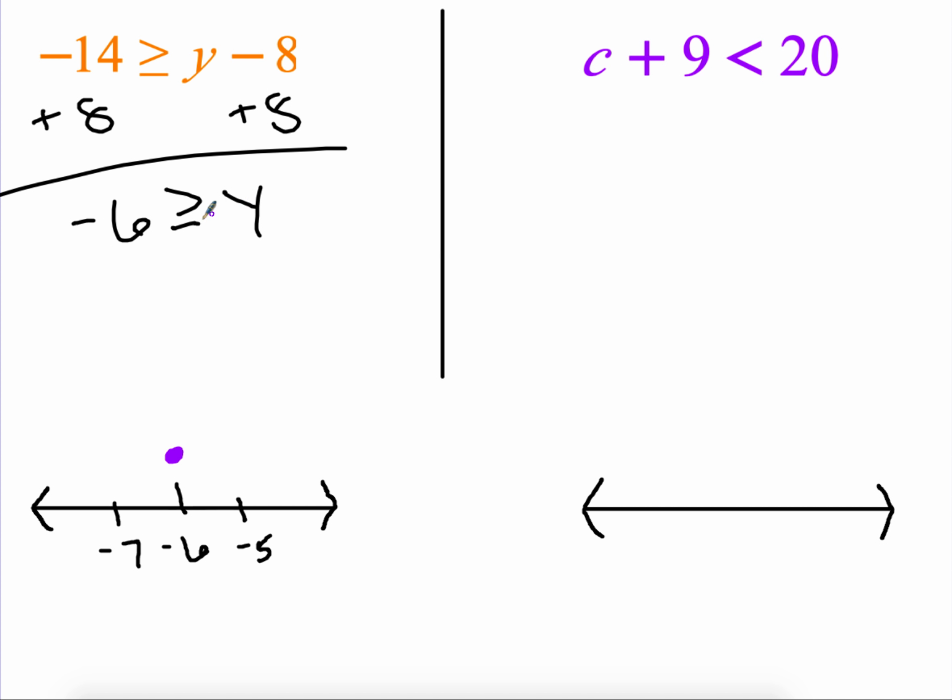Now, y has to be values smaller than negative 6. So whenever our variable is less than, we're always going to shade to the left. Because if I plug in negative 7 here, is negative 7 less than or equal to negative 6? And the answer is yes, because negative 6 is a bigger number than negative 7. When there are negatives, we're backwards. Okay, so there would be my solution.